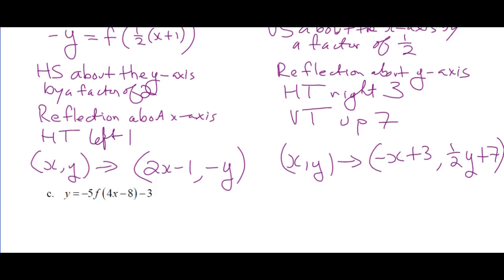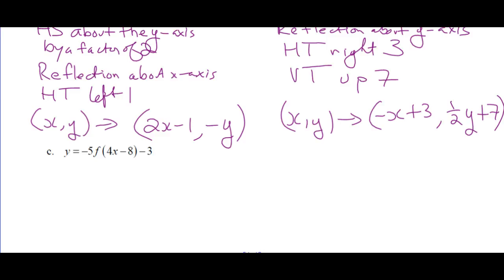If you're going the other way from a mapping, you should be able to look at the mapping and do the same word stuff. Well, there's no stretch. There's a reflection about the y-axis, and then it moves right through. And there's a vertical stretch by a factor of 1/2 up there.